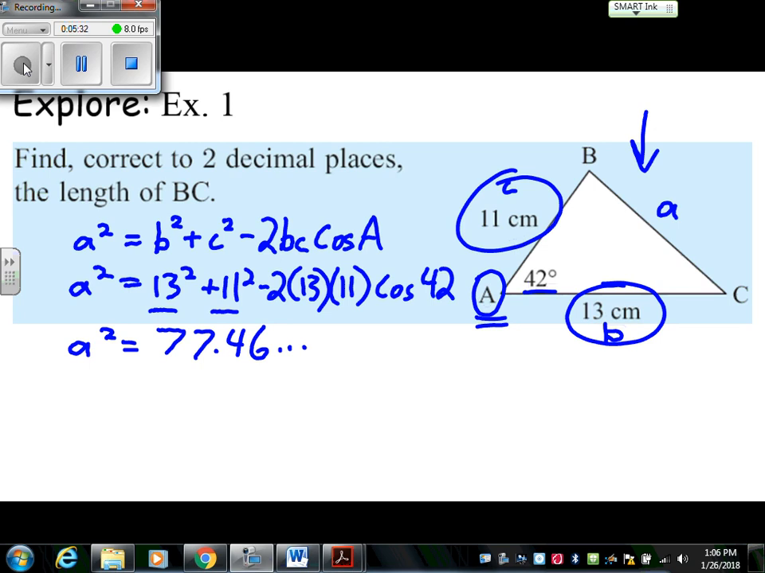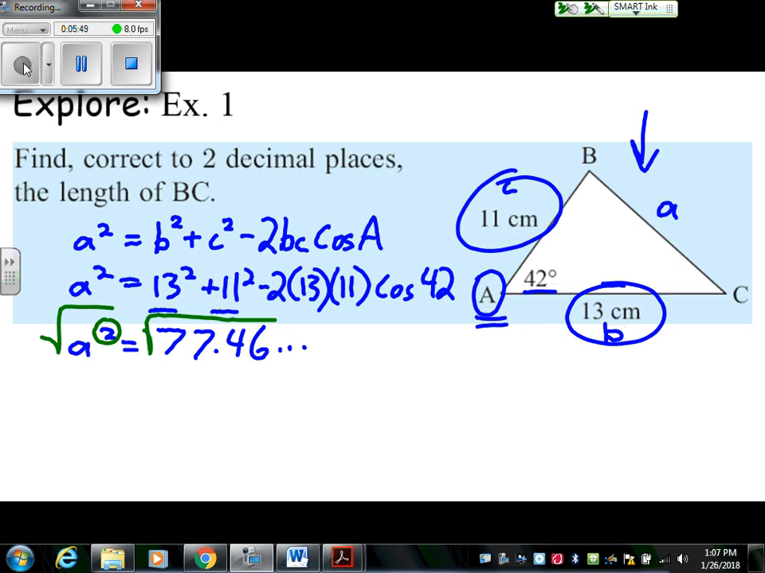And now I'm almost done with this problem already. The only thing is I don't have a alone. I have a squared. So just like when we did the Pythagorean theorem, if we get our variable alone but it still is a square, we need to square root. So I'm going to square root both sides.